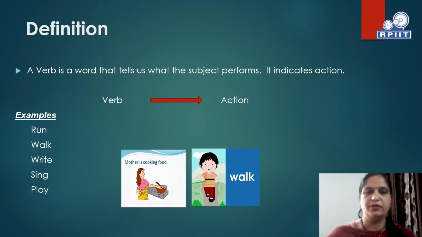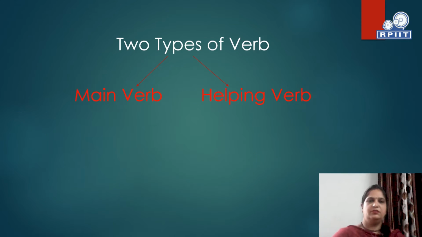In the given picture, mother is cooking food. Cooking is an action performed by the mother. So this is called verb. The boy is walking. Walking is also an action verb. There are two types of verb, that is main verb and helping verb. In the next slides, we will know about main verb and helping verb.